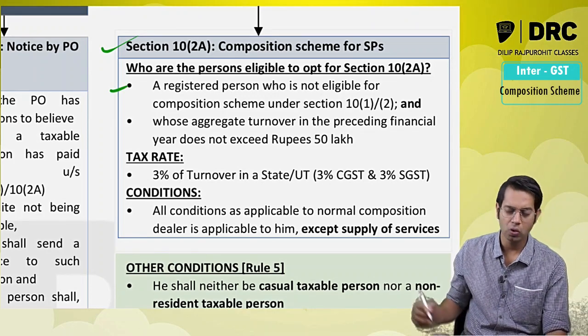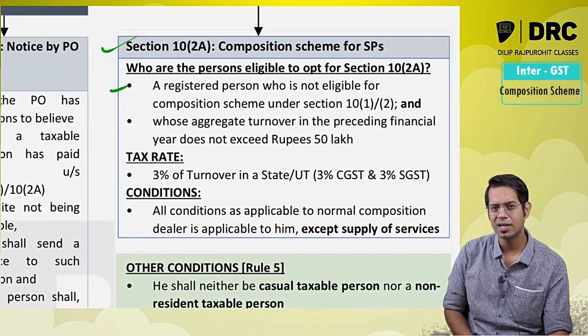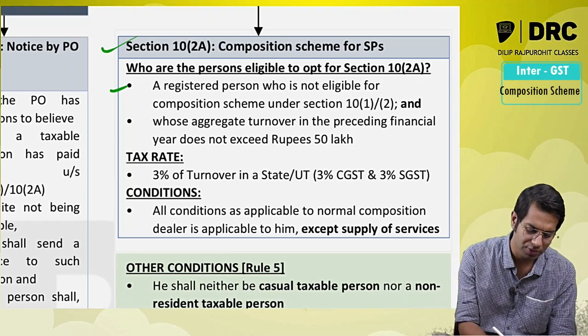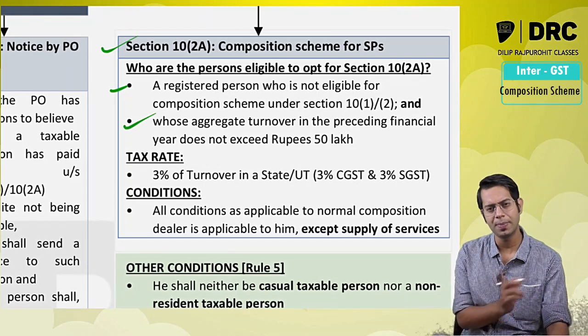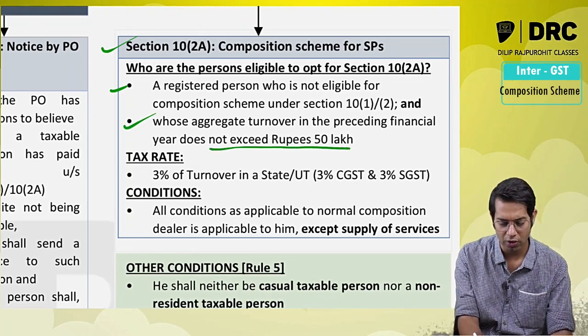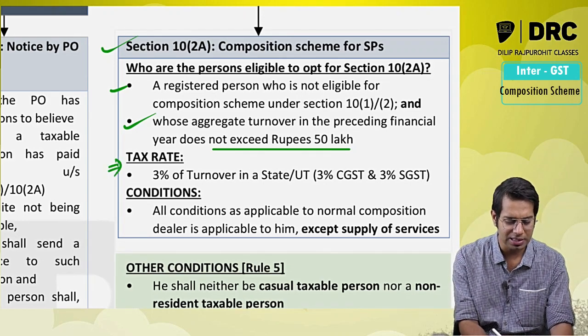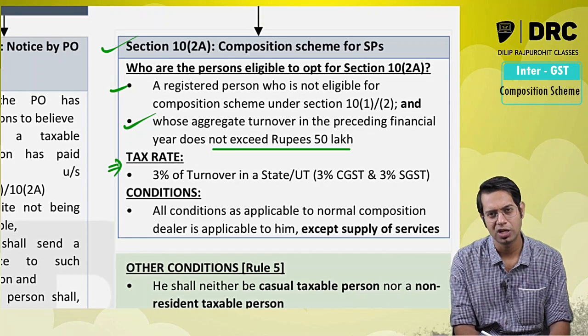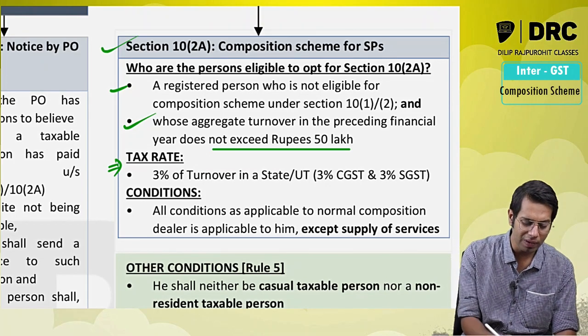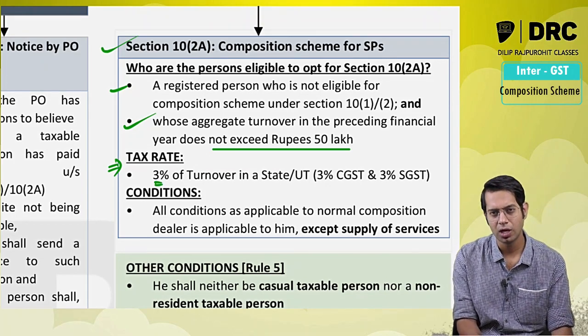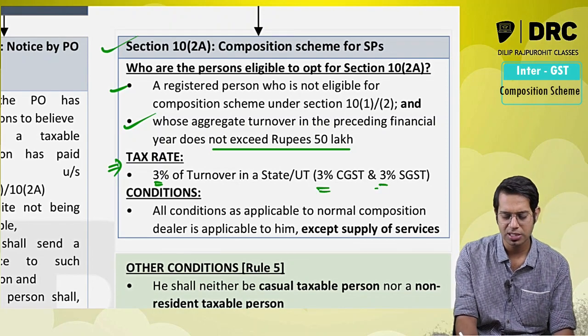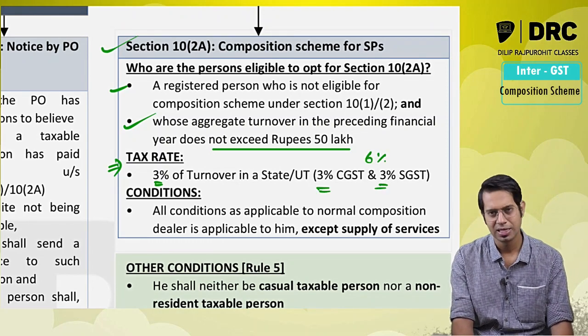Now if you are a person who is not eligible to become a composition dealer under section 10 subsection 1 and 10 subsection 2, and if your aggregate turnover in the preceding financial year did not exceed 50 lakh rupees and you are supplying services, then in such cases you can become a composition dealer under section 10 subsection 2(a), wherein you will have to pay the tax at 3% of turnover in the state or union territory, 3% CGST, 3% SGST, effectively it is 6%.